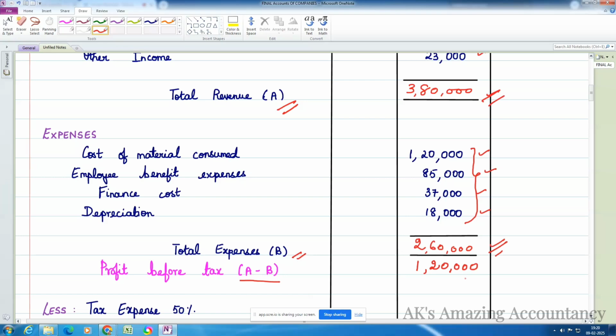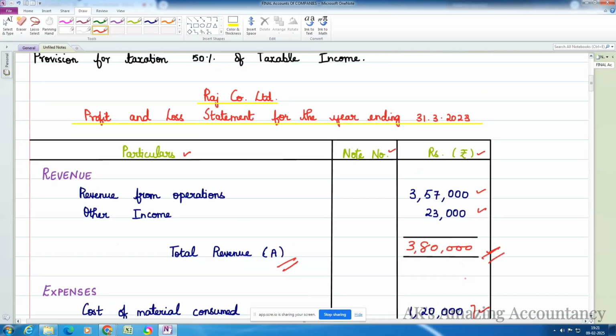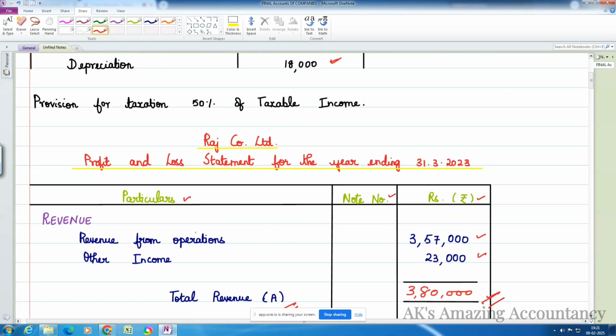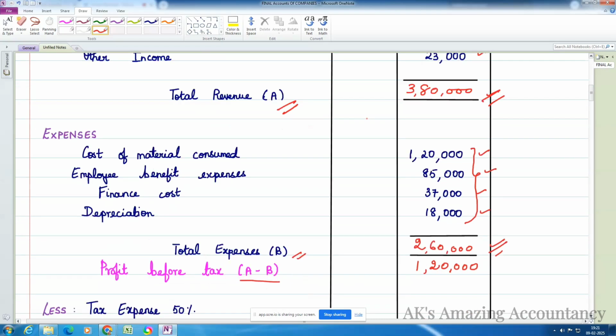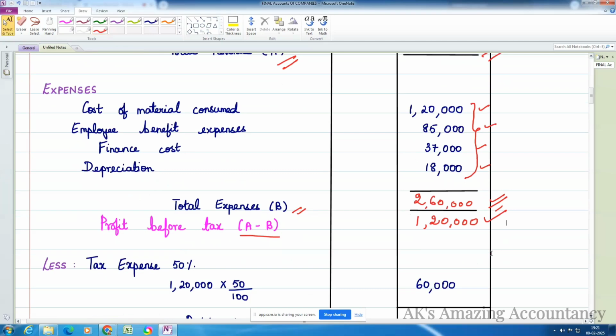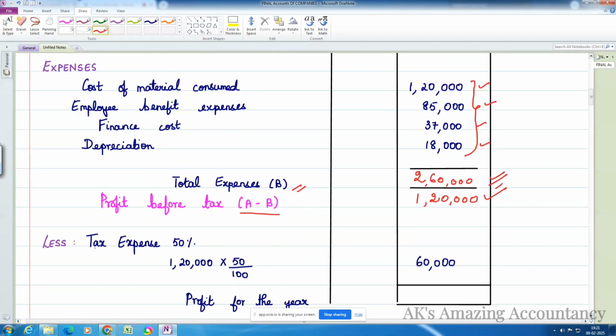Now let us see the problem once again, just to know whether we have any information relating to tax. When you have a look at the problem, it is given that provision for taxation is 50% of the taxable income. So we have already found out the profit before tax, isn't it? What is the profit before tax? It is 1,20,000. From this 1,20,000, we have to calculate 50% as provision for taxation, which we actually call as the tax expense.